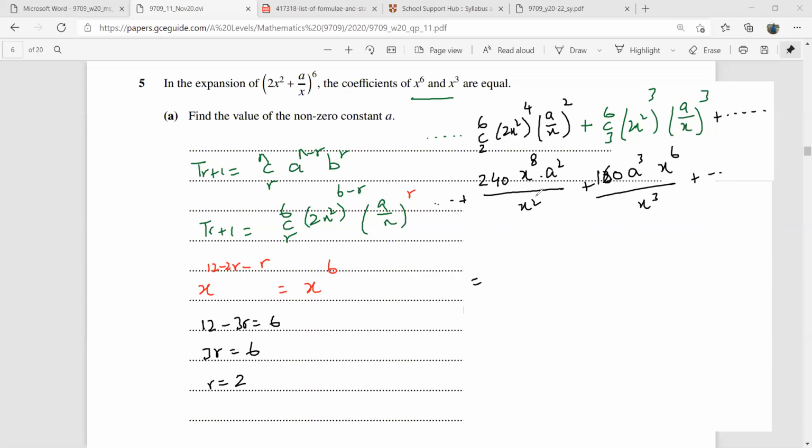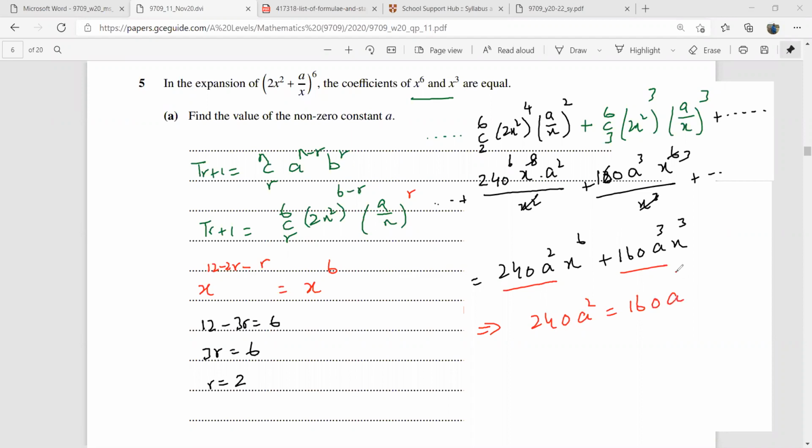Okay, so these are cancelled. So we have 240a² x⁶ + 160a³x³. Now we are given that these two coefficients are equal. So this implies that 240a² = 160a³. Let us bring all of them on one side, because I don't like cancelling these characters here.